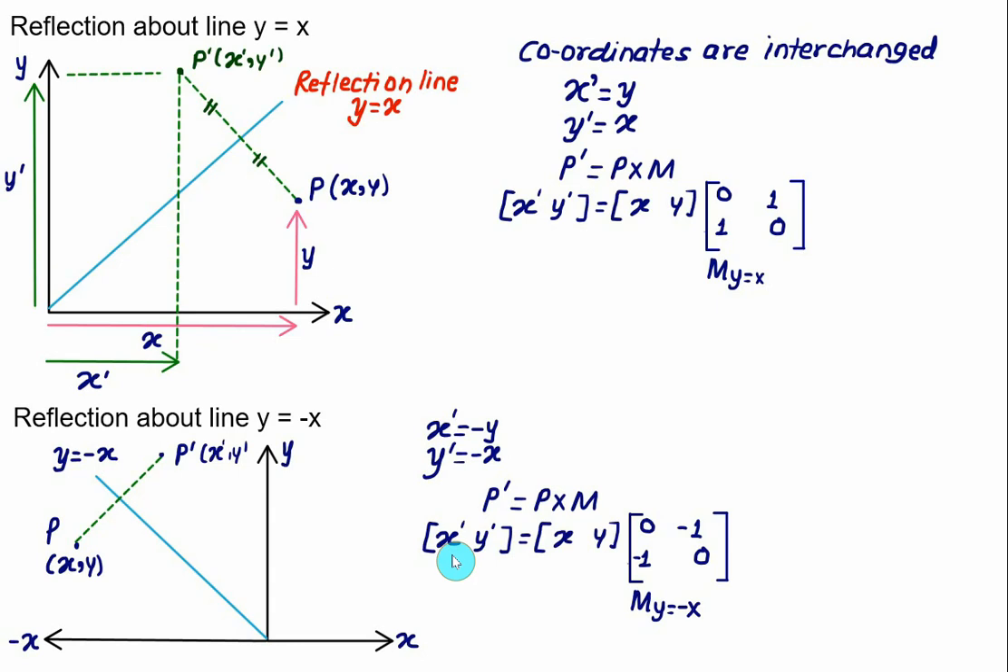So x prime will be equal to x multiplied by 0, that is 0, plus y multiplied by minus 1, so x prime is equal to minus y. And y prime is equal to x into minus 1, which is minus x, plus y into 0, which is 0, that is minus x. So this is the mirror matrix when we are taking the reflection about y is equal to minus x, and 0 1 1 0 is the reflection about y is equal to x.